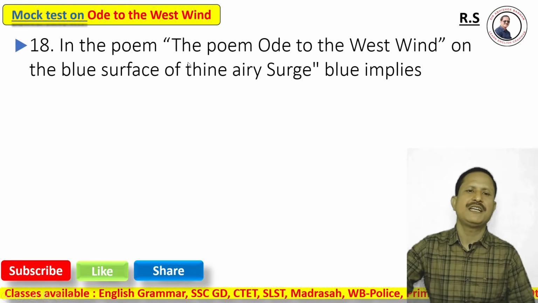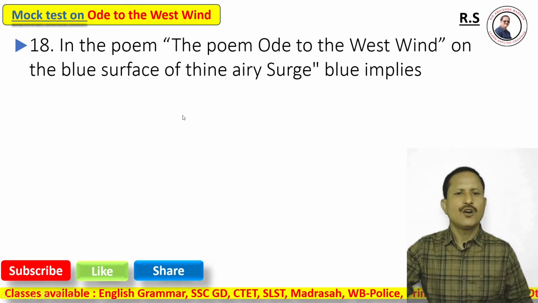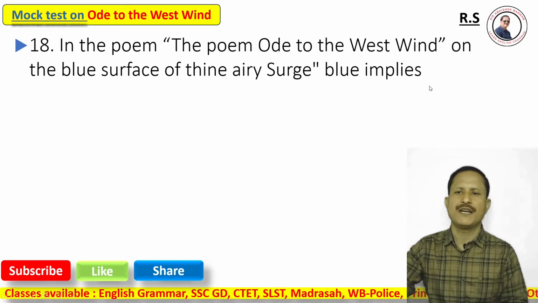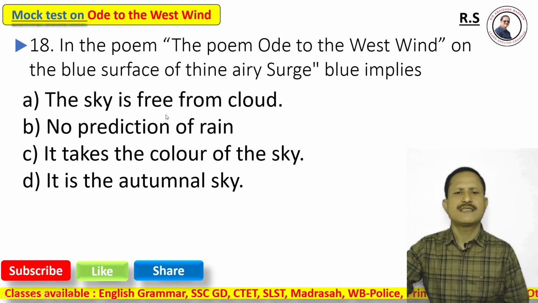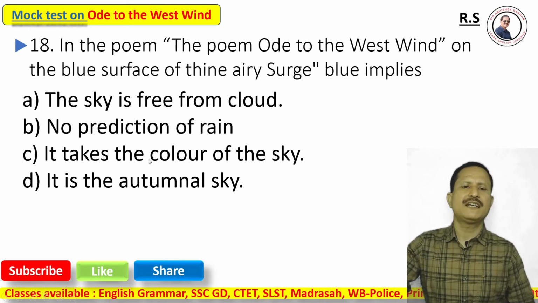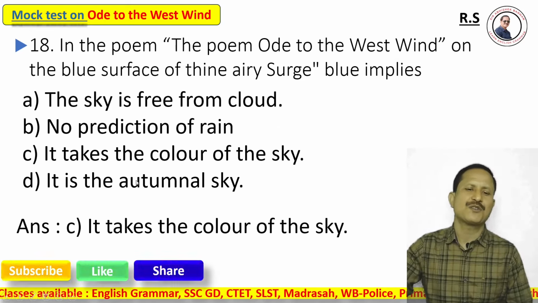Next, question number 18. In the poem Ode to the West Wind, on the blue surface of thine airy surface, what does blue indicate? Option A, the sky is free from cloud. Option B, no prediction of rain. Option C, it takes the color of the sky. It is autumnal sky. The right answer is option C.